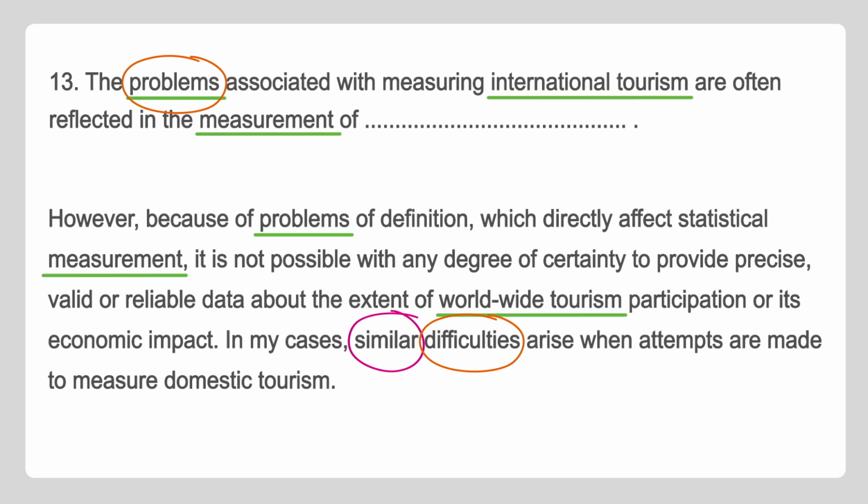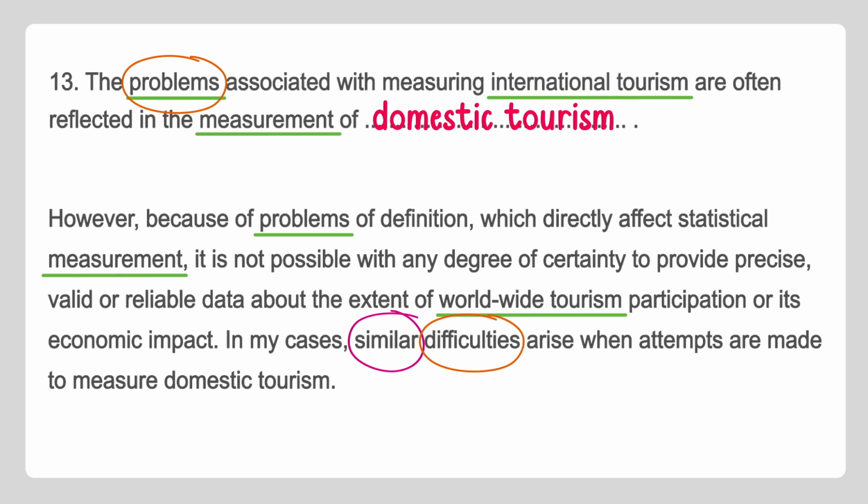This is the matching sentence, right? To measure domestic tourism. Now, in the previous sentence, we read about international tourism, worldwide tourism, and the difficulty of measuring worldwide tourism. Now, the word similar makes sense: we are going to read about another problem associated with what? Associated with domestic tourism, right? So our answer for this question is domestic tourism.